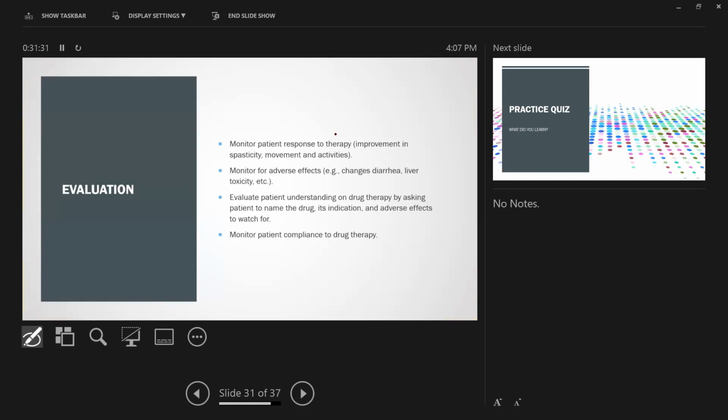So evaluate. How's the response to therapy? Do you have decreased spasticity, better movement, activities, range of motion, lowered pain? Use the range of motion scale, use the pain scale, evaluate that. Monitor for adverse effects, so diarrhea, liver toxicity, things like that. Evaluate the ability of the patient to talk about the drug and things to watch for, and then monitor their compliance with drug therapy and make sure they're not overdoing it.